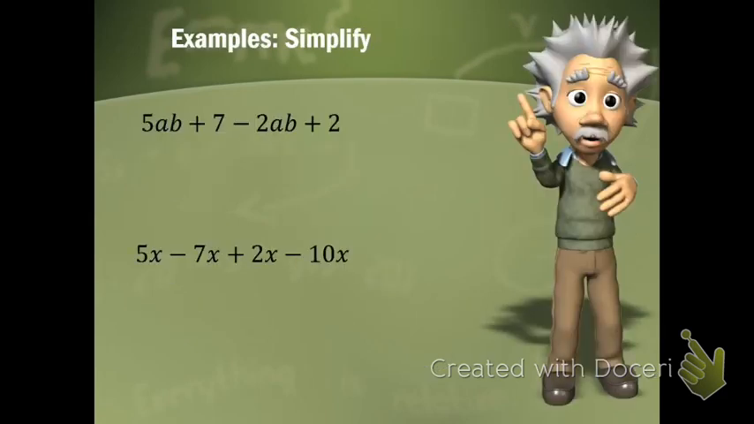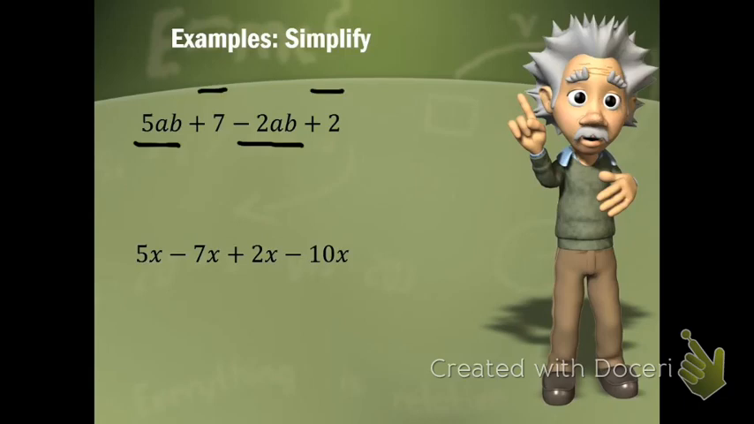Okay, let's have a look at the first example. We have 5ab plus 7 minus 2ab plus 2. Now there are 4 terms there: 5ab, 7, minus 2ab, and 2. We need to work out which ones are like. Now firstly, 5ab and minus 2ab. Those two terms are like. The pronumerals are the same. Looking at the next, we have a 7 and a 2. They're two constants, there are no pronumerals, so they are like terms.